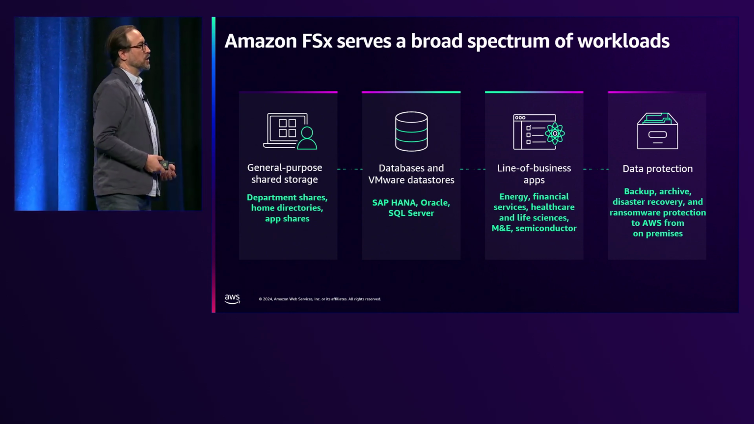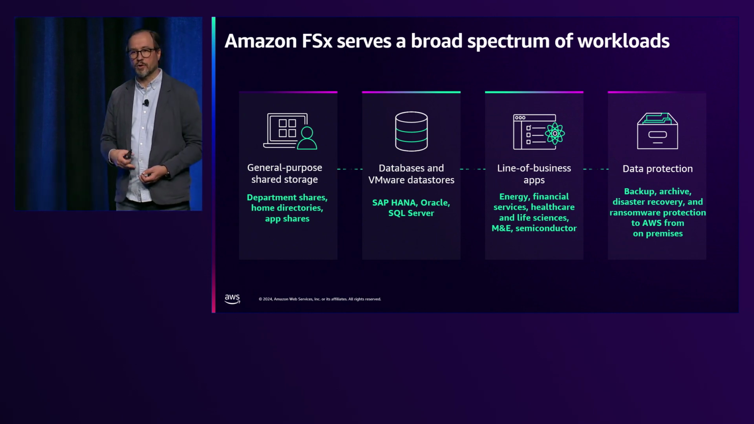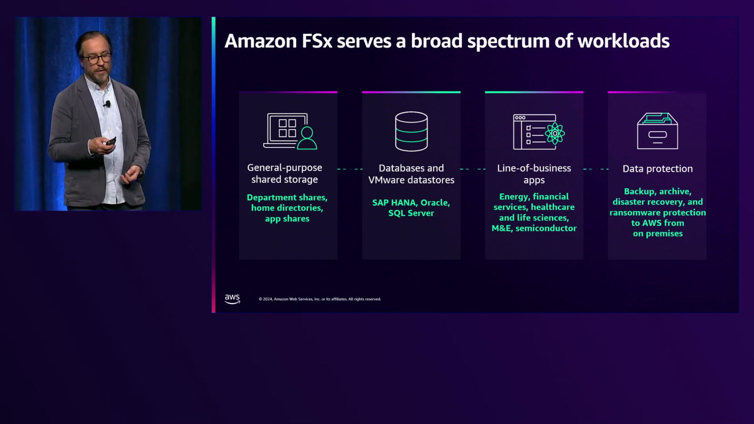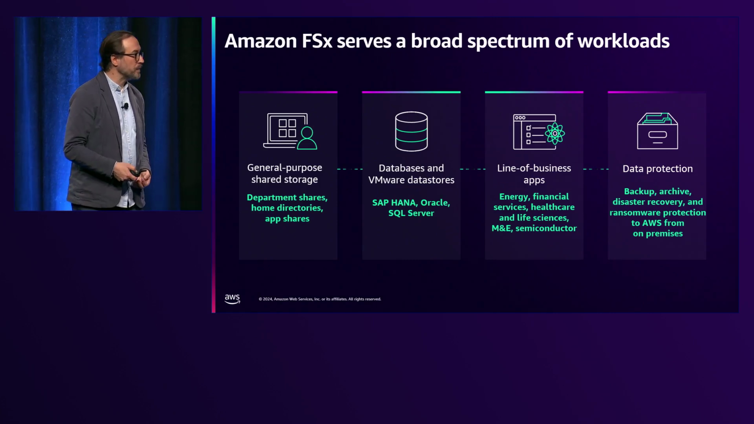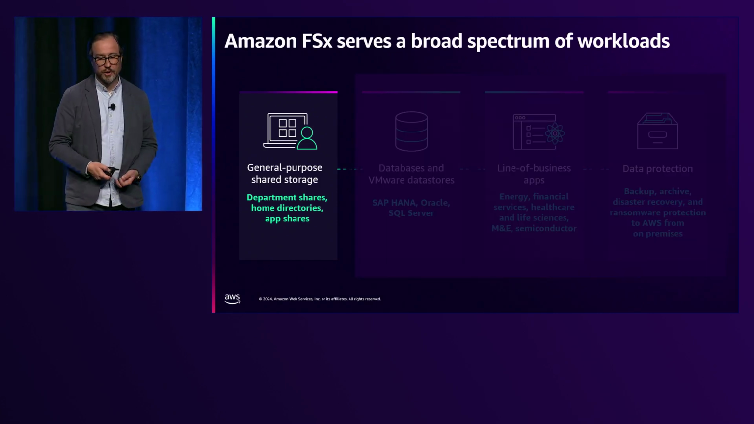as well as data protection. And data protection can mean going from on-prem to AWS to keep a secondary or tertiary copy to meet your compliance purposes, or keeping your data protected within AWS. So I'll show some customer examples of each of these. We'll start with general purpose storage.